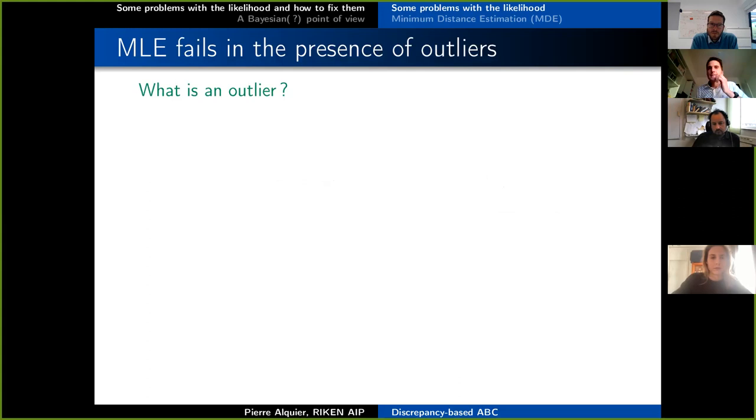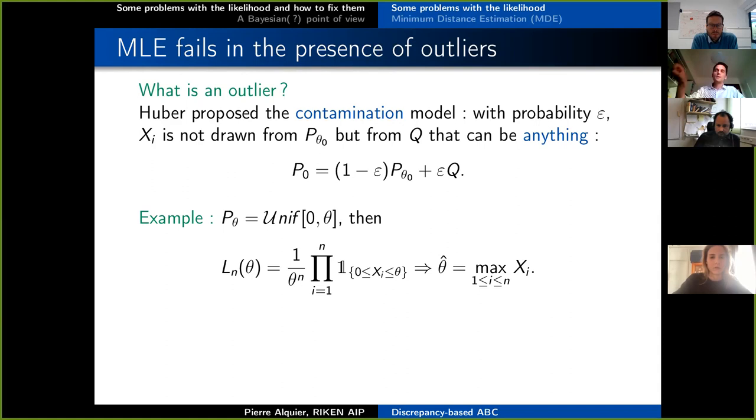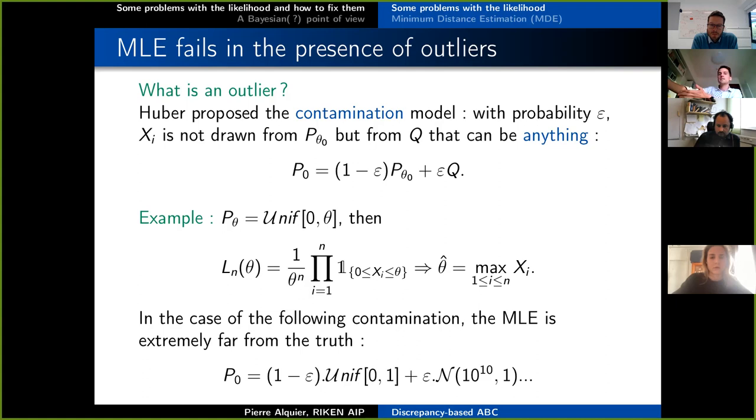Something a little less like this one, of course, is made up to make the MLE fail. But MLE is also not super robust in case of contamination. So for example, you all know the Huber contamination model. You assume that the model is actually almost the truth. So there is a P theta naught that generates most of the data. But with a small probability epsilon, the data is sampled from another probability distribution Q that can be anything, super heavy tailed, super annoying. In a simple example, like the uniform model, where you know that the MLE is the maximum of the sample, if Q produces sometimes an xi that is quite far from the upper bound theta, then the MLE will fail. It just has to be a Gaussian, but centered a little above theta naught, and then MLE will fail again.